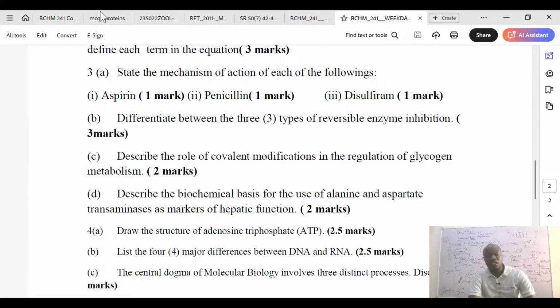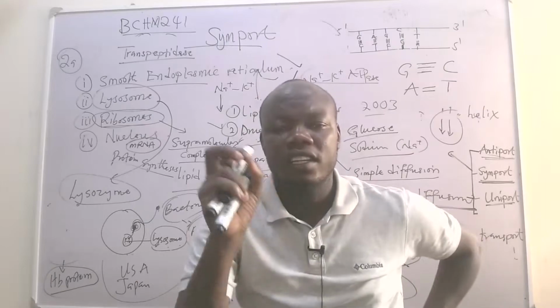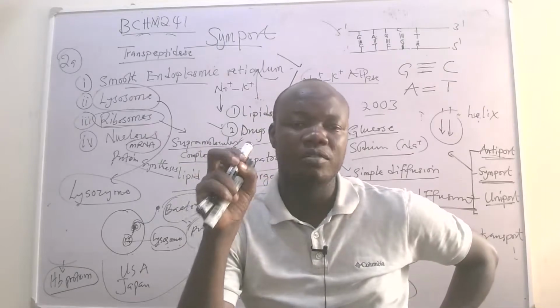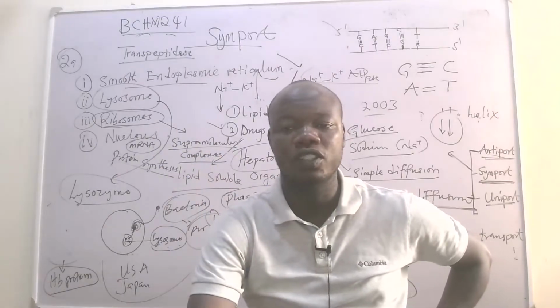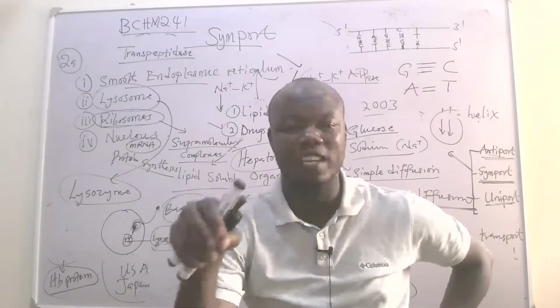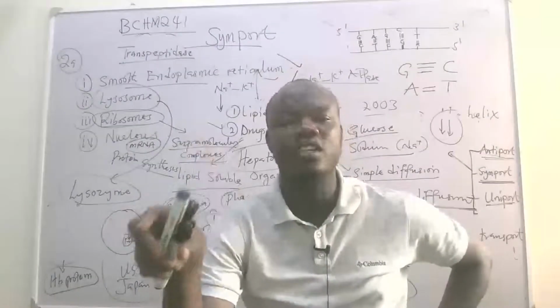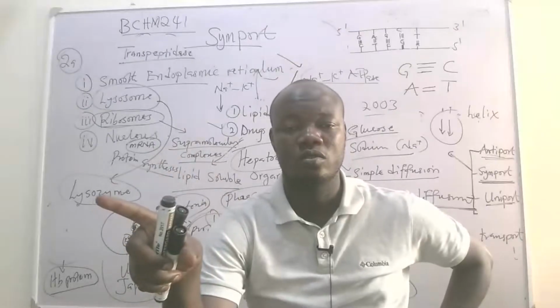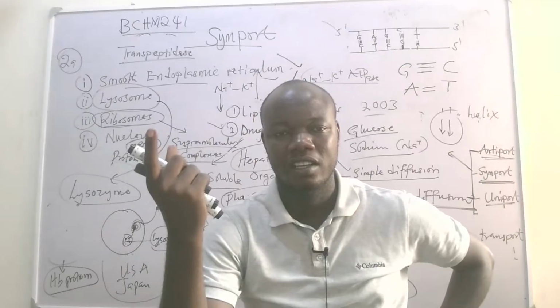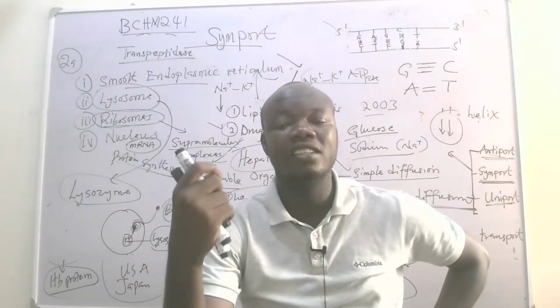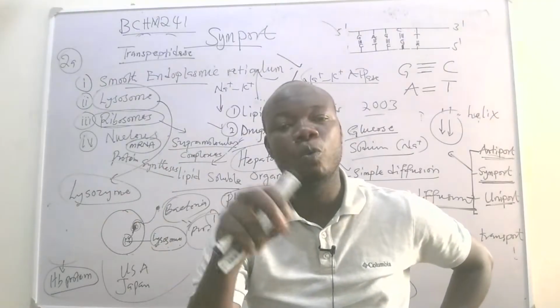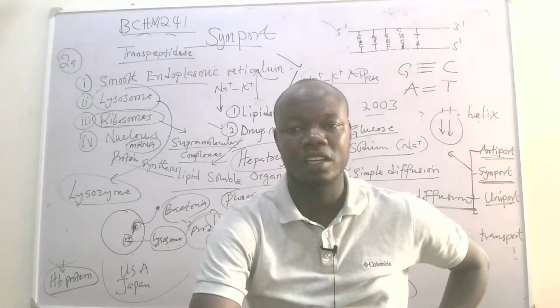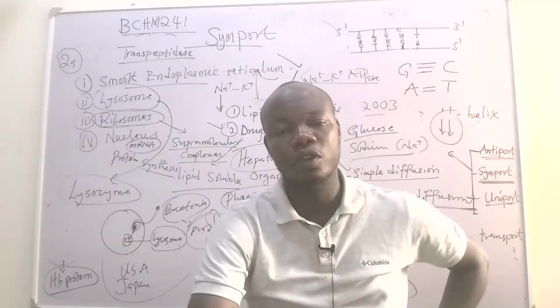So I think, ladies and gentlemen, you can now clearly understand the mechanisms of action of these two drugs. Aspirin blocks cyclooxygenase activity to inhibit the production of prostaglandin, which is linked to headache. And second, penicillin blocks the transpeptidase enzyme. If you need more explanation on this, ladies and gentlemen, I advise you to go and watch the video.